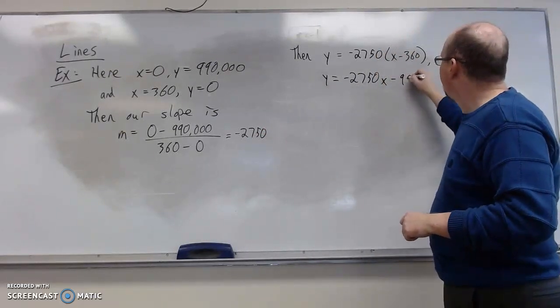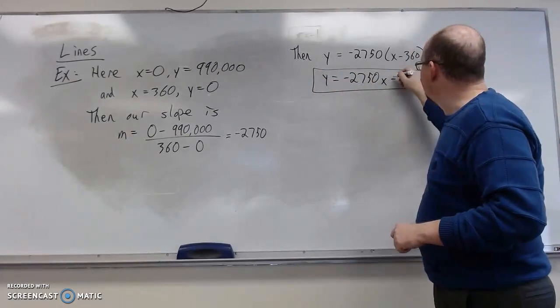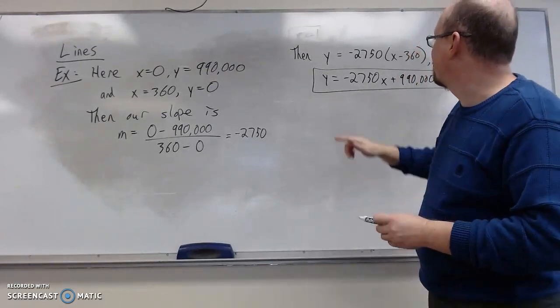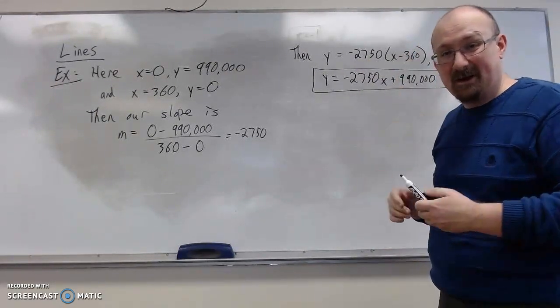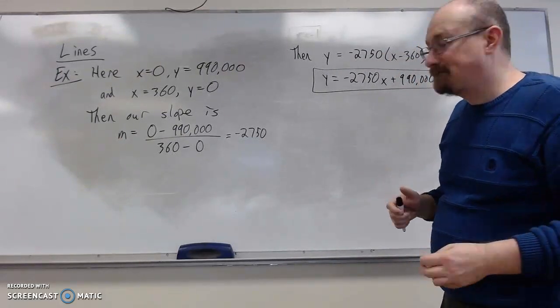And that should be a plus 990,000. I wrote it as a minus, it should be a plus, because you have a negative times a negative, so you get a positive out of that. All right, so there's your depreciation schedule.